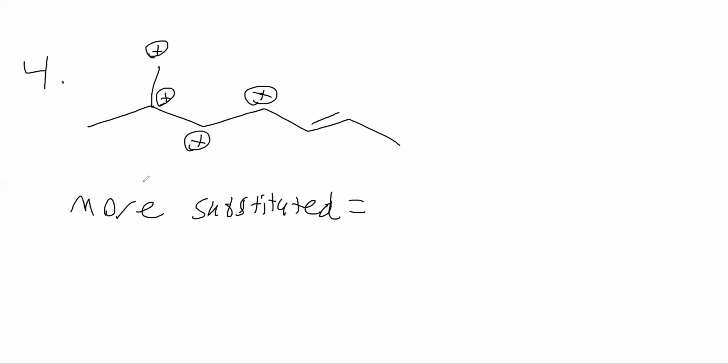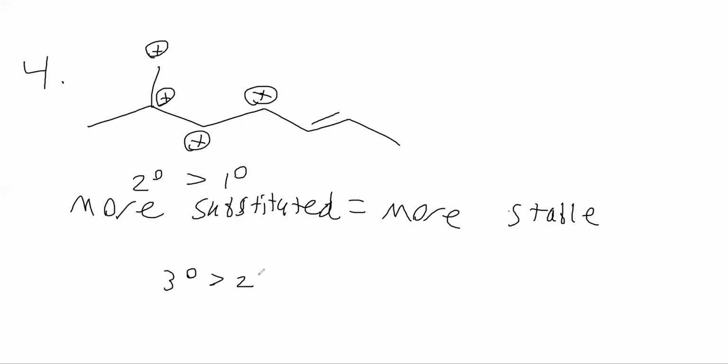By that I mean a secondary is more substituted than a primary. Is secondary more or less stable than a primary cation? It would be more stable. So more substituted cations are more stable. The general trend is tertiary is more stable than secondary, which is more stable than primary, which is more stable than a methyl cation.